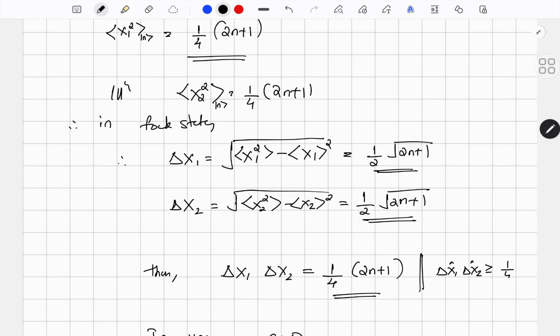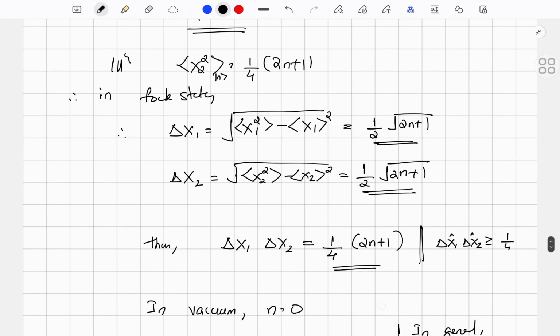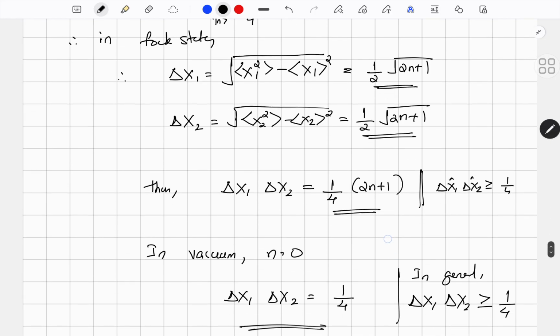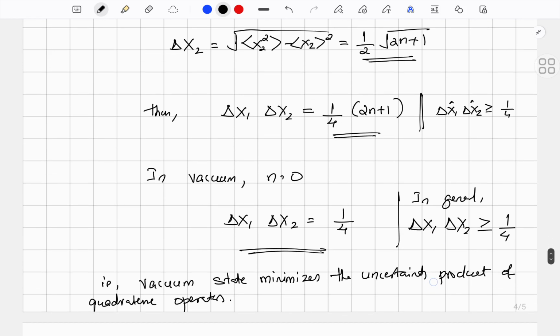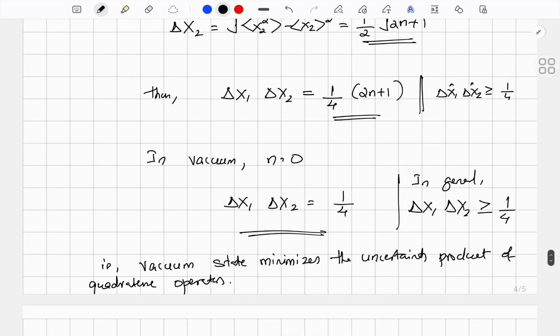Okay, now what about the minimum value of this product of uncertainties? If you calculate the minimum value of the product of uncertainties, that is possible for n equal to 0. That is for vacuum: when n equals 0, the product of uncertainties would be 1 by 4. So that is the minimum uncertainty possible for the product of the quadrature operators. So the vacuum state minimizes the uncertainty product of quadrature operators.